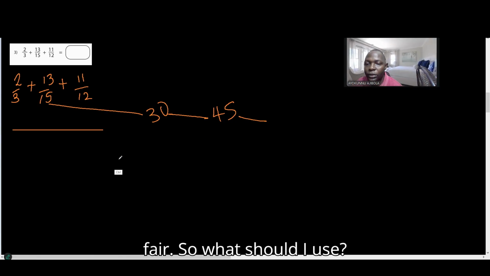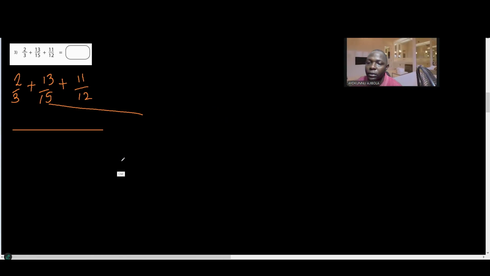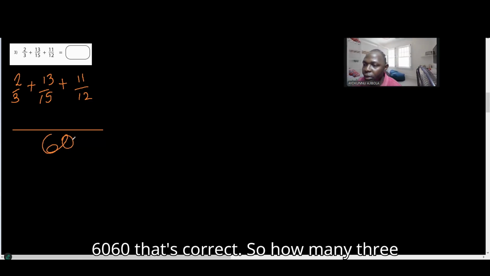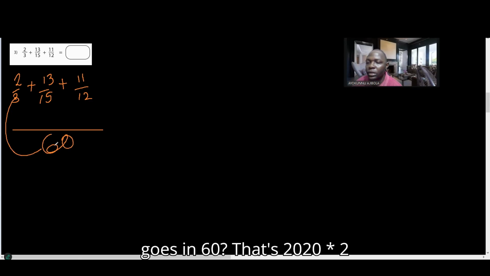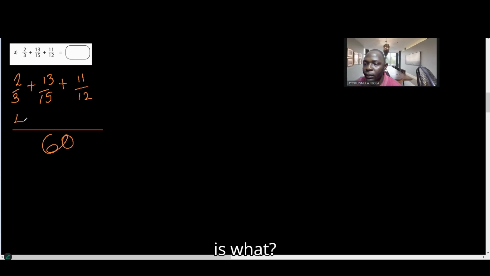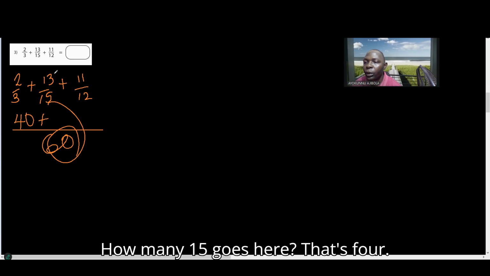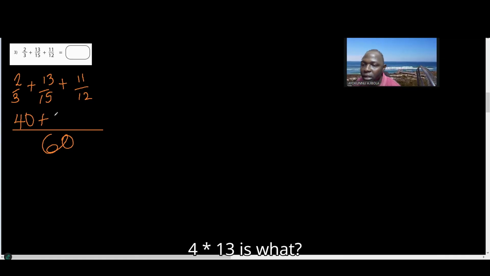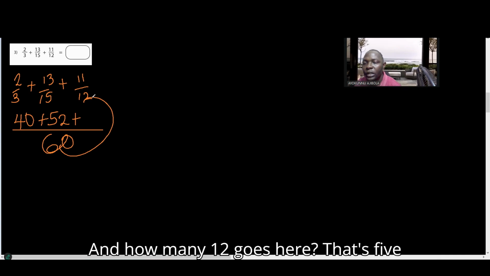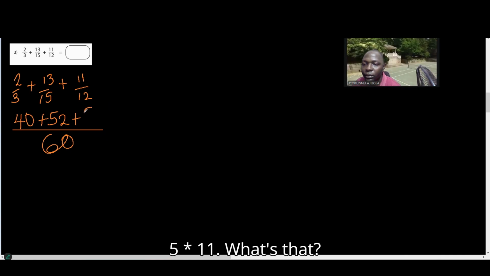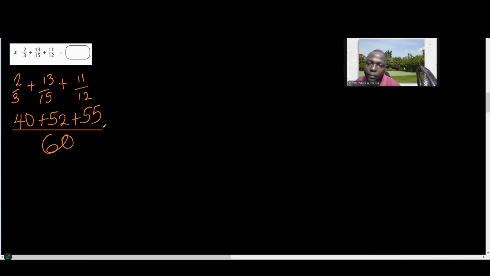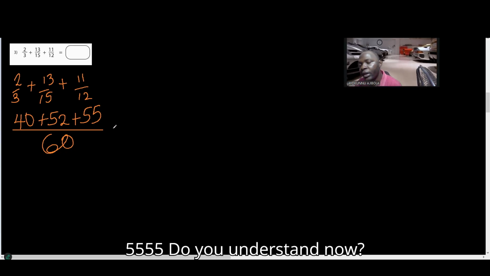So what should I use? 60. That's correct. So how many 3 goes in 60? That's 20. 20 times 2 is what? How many 15 goes here? That's 4. 4 times 13 is what? Then how many 12 goes here? That's 5. 5 times 11. What's that? 55. Do you understand now?